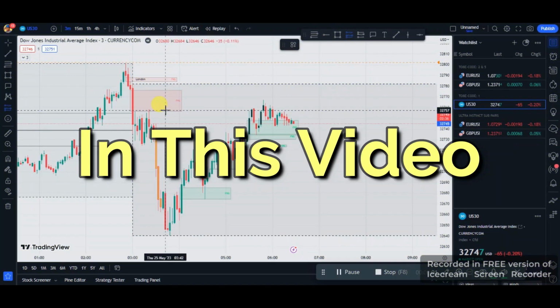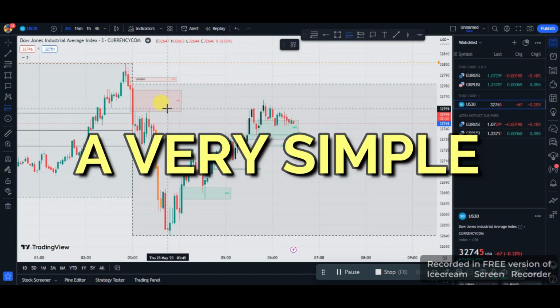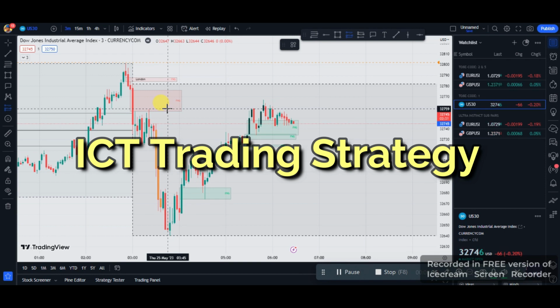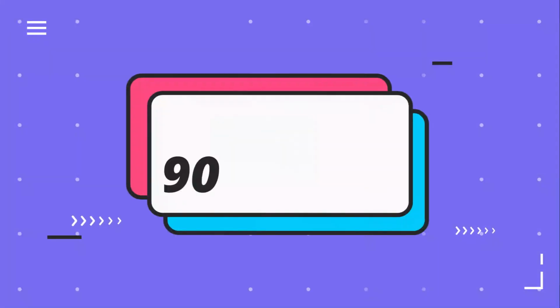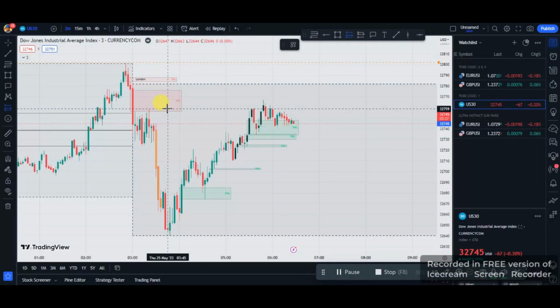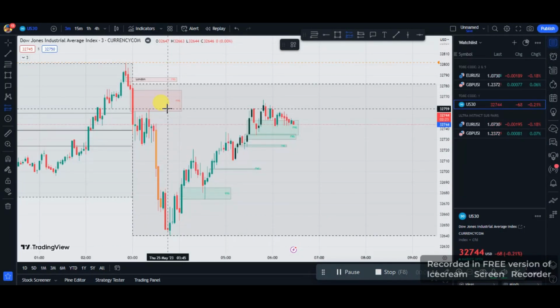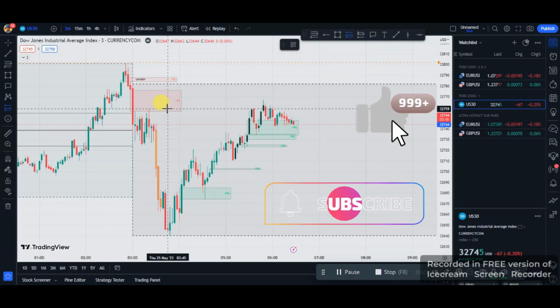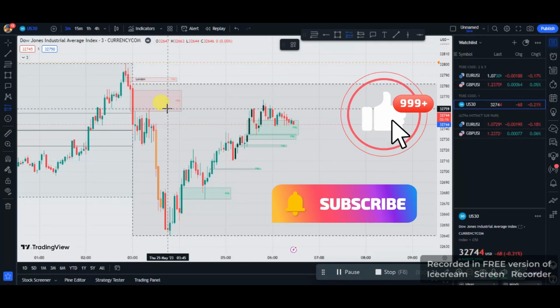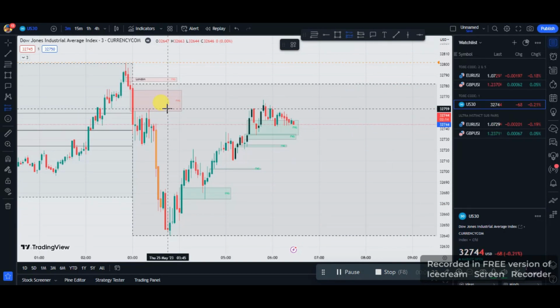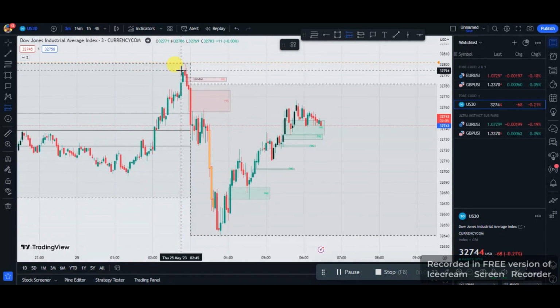Alright guys, in this video I want to show you a very simple ICT strategy that's going to help you pass your funded challenges. This strategy is called the silver bullet. Although there are a lot of ways people are tweaking it to make it easy for everyone to trade, ICT has its own specific way it trades this strategy, and I would recommend you trade exactly how ICT trades it.